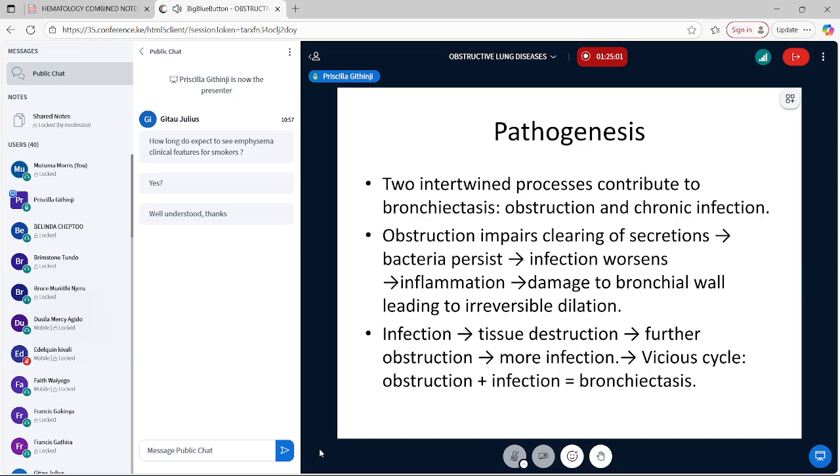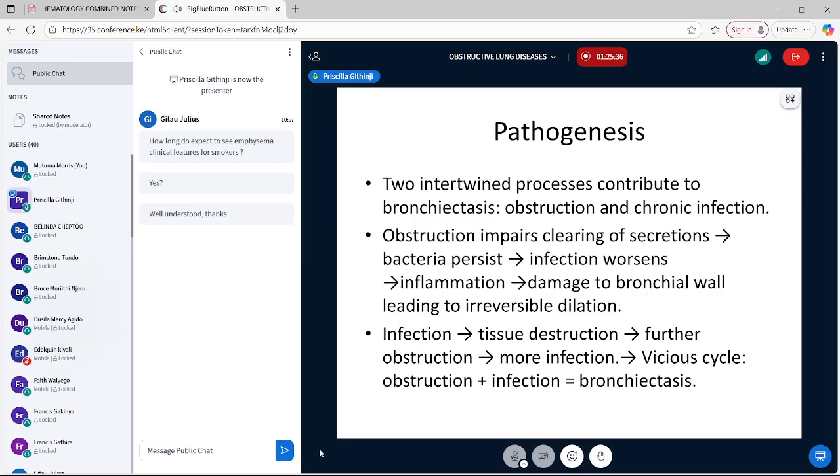So how do you develop bronchiectasis? What is the pathogenesis? There are usually two intertwined processes that contribute to bronchiectasis: obstruction and chronic infection, and one can precede the other. When obstruction is the initiating event, you have impaired clearing of secretions, and you have persistence of bacteria in the airway, and then you have infections.